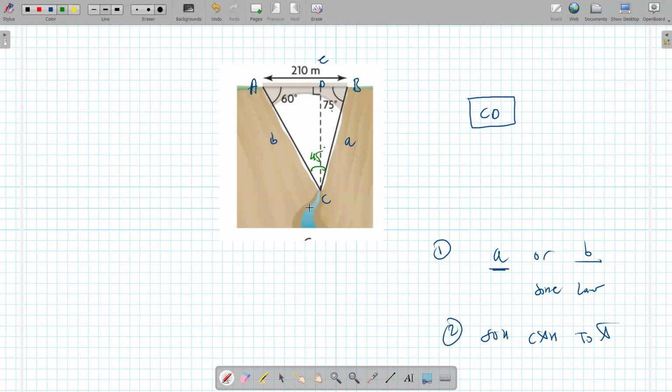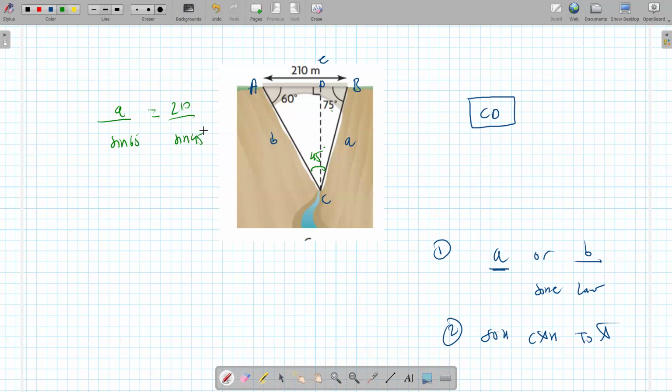Now from here, it's the exact same thing. We either find A or B. Let's find A. So it's going to be A over sine 60 is equal to what over what? We need a known set on the right side. 210 over sine 45. Yes, 210 over sine 45.